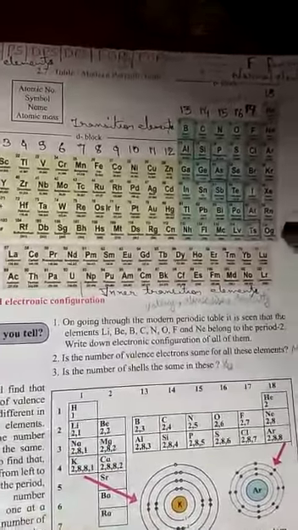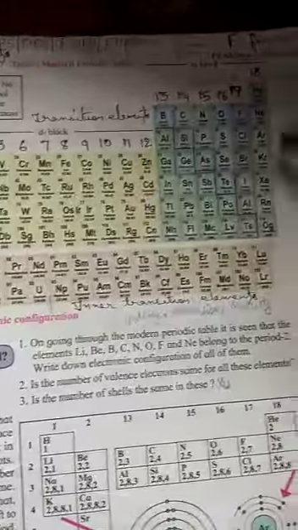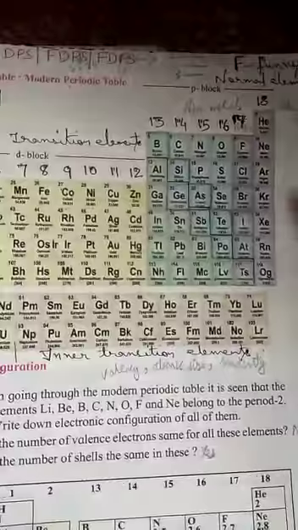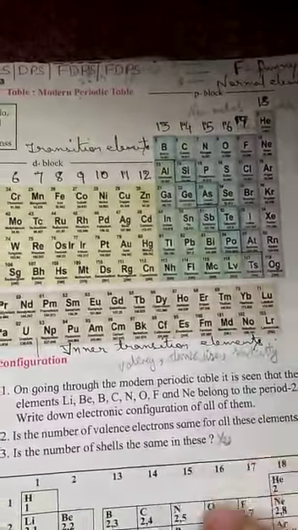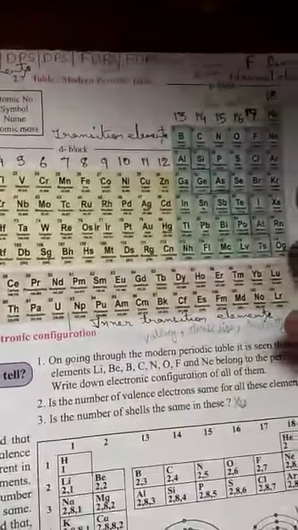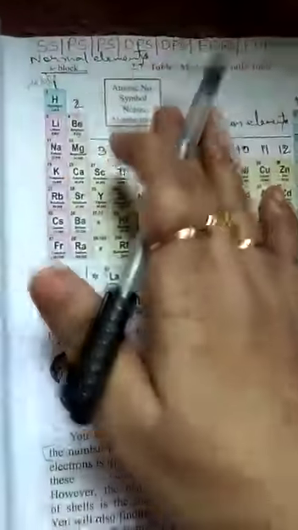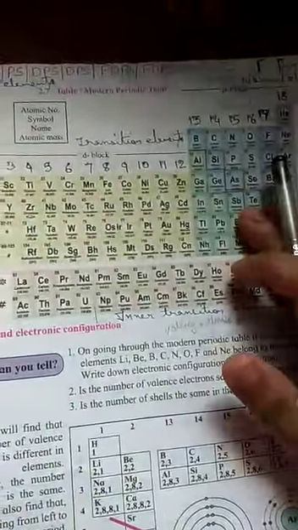These are noble gases. Noble gases means the elements which do not take part in any chemical reaction because their orbits are completely filled with electrons. So they do not take part in any reaction. The left hand side are metals, the right hand side are non-metals.